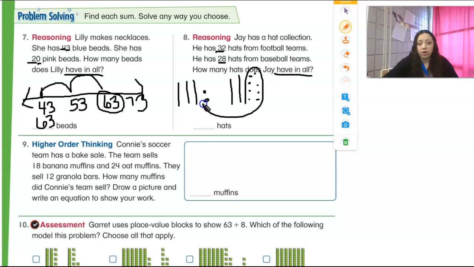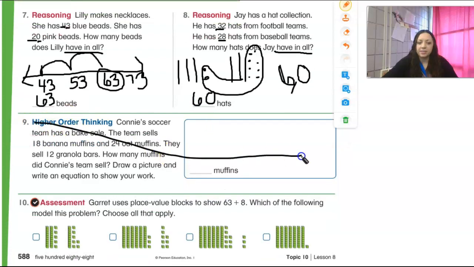So I'm going to put all of these together to make a 10. Now I've got 1, 2, 3, 4, 5, 6 groups of 10. How many ones do I have left over? I have 0 ones left over. So I think he has 60 hats.